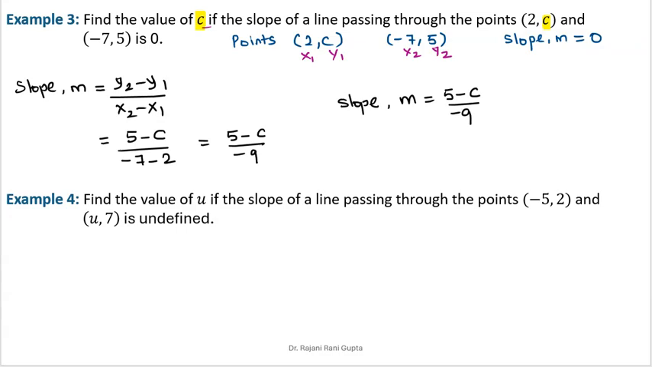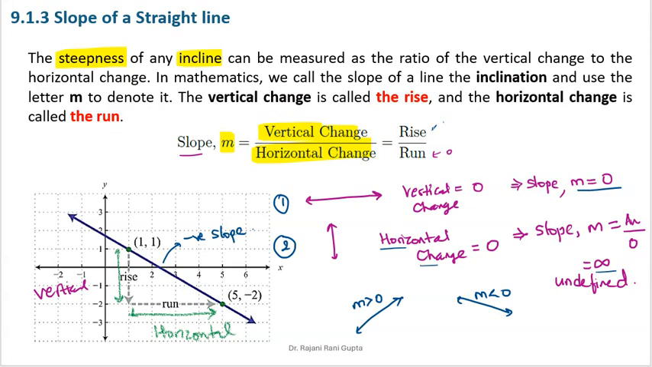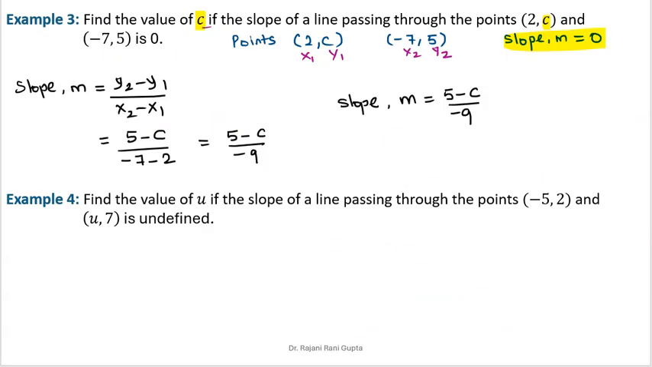Now, what is given here? The slope is 0. So, if you remember what I said at the beginning, when will the slope be 0? Only if the numerator is 0. So, in this case, the slope is 0. It means this term is 0. So, this implies 5 minus c is equal to 0. So, what does this give you as the value of c? c is equal to 5.